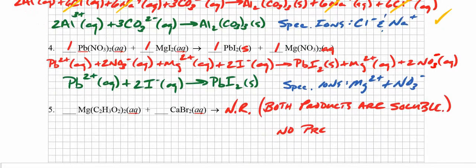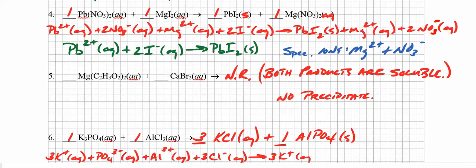Number 4 says we've got lead nitrate, aqueous, plus magnesium iodide, aqueous. Remember, they'll always be aqueous on the left-hand side, yields lead iodide and magnesium nitrate. We have to balance it. Fortunately, it's easy to balance. 1, 1, 1, 1 balances it.